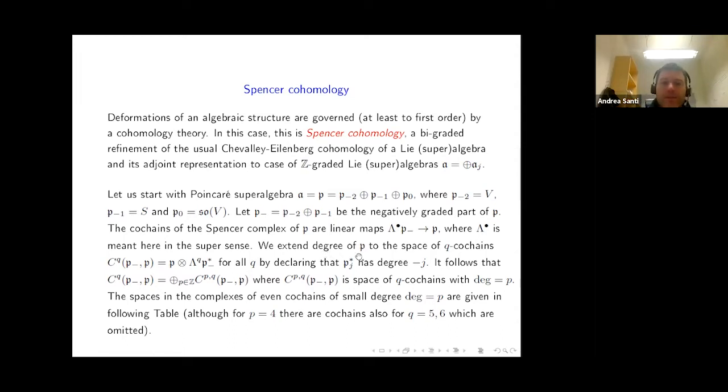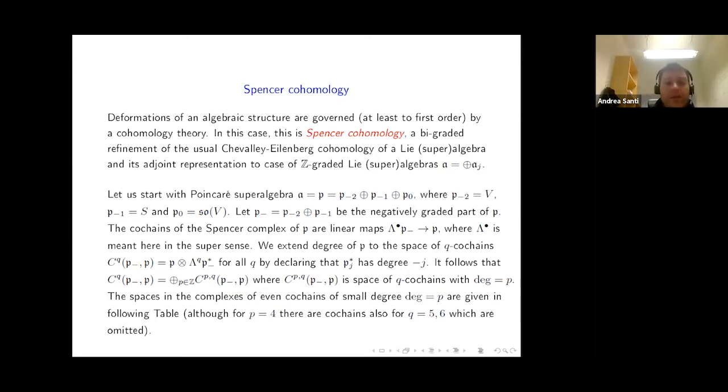The cochains of the Spencer complex are the linear maps from lambda bullet p minus into p, where lambda bullet has to be understood in the super sense. So by the rule of signs, if both elements are odd, instead of anticommuting, they commute. You extend the degree of p to the space of q-cochains in the standard way. So you say that the dual of p_j has degree minus j, and then you extend naturally to the tensor products. And so the space of q-cochains decomposes in C^{p,q} spaces, so q-cochains of degree p.